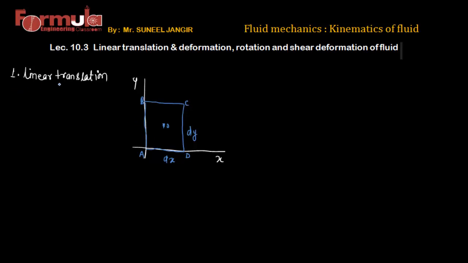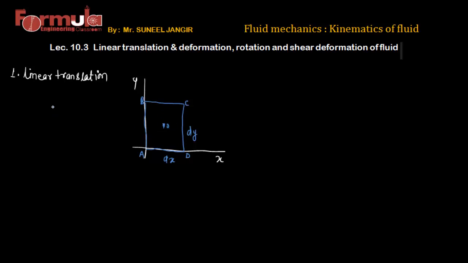The term linear translation means the fluid element is simply moving from one point to another point, or from one place to another place, and the dimensions remain the same. Means in this case there is no deformation, no rotation, nothing. It's simply translating from one point to another point. So when will this happen?